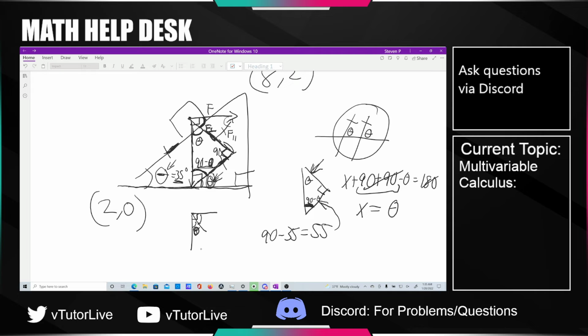Remember, for this particular problem, let's just let it be equal to 35 as a ballpark estimate. So this one right here ought to just be 90 minus 35, 90 minus theta. Okay. And that should be everything you need, right?